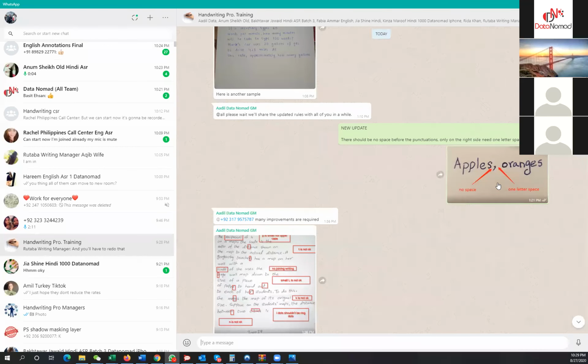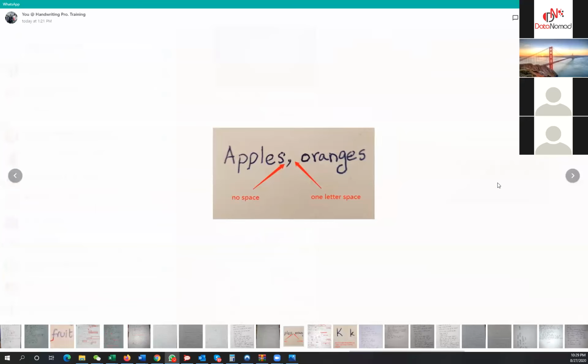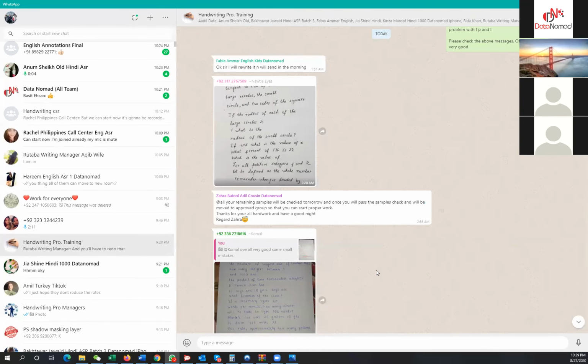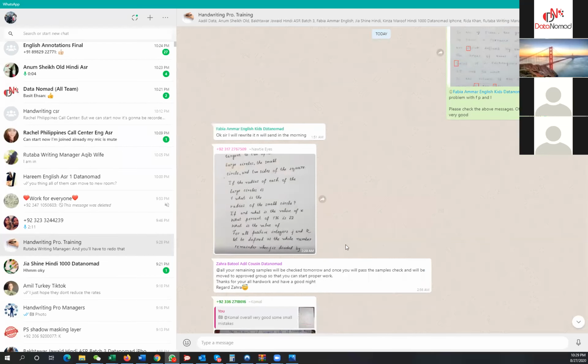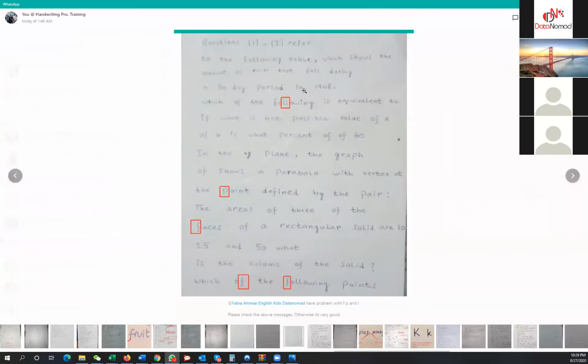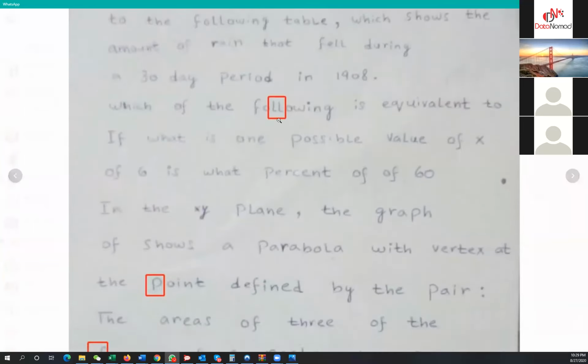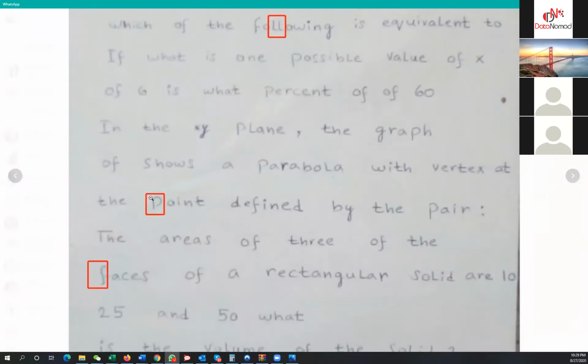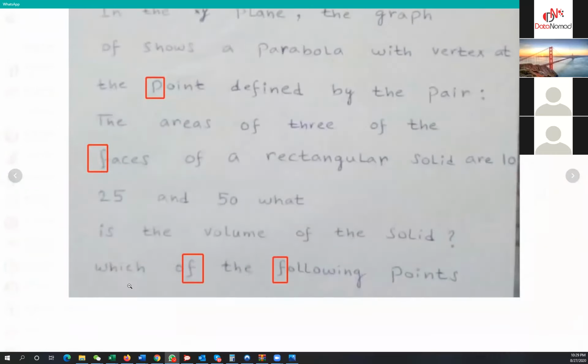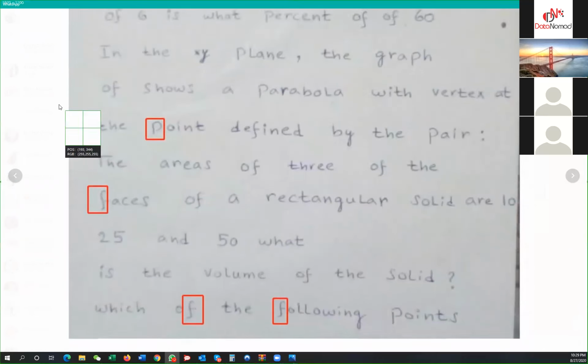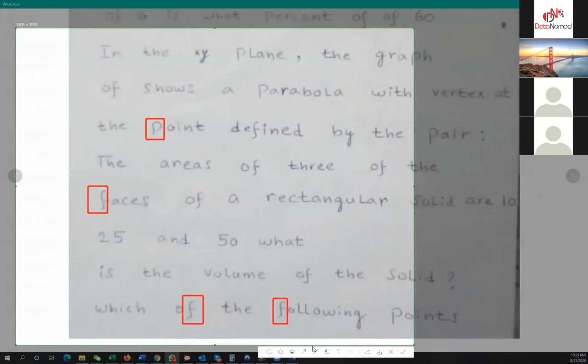Let's see. This is an example I gave of how there should not be any space on the left word, but on the right side word there should be one character, one letter space. Okay. And what else? You can see this was very well written, but there were some mistakes, like this double L is wrong here, P is wrong over here, F is wrong over here. Why this P and F is wrong, I'll show you guys as well.